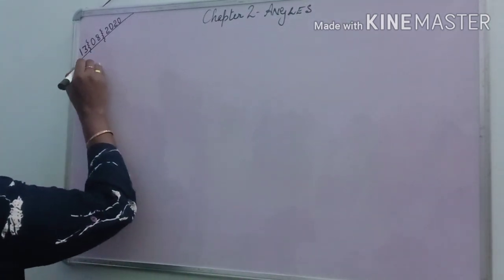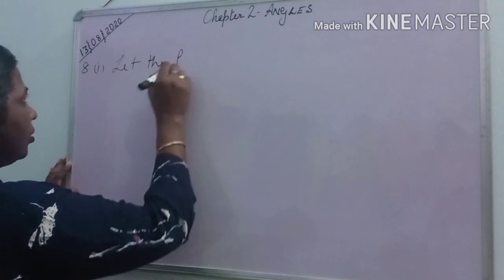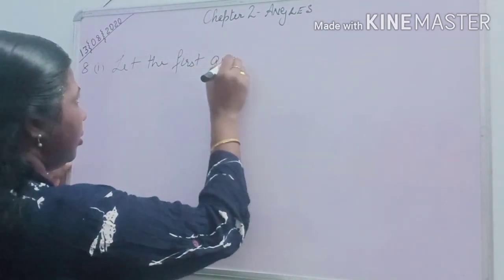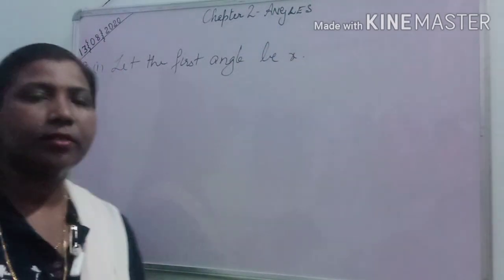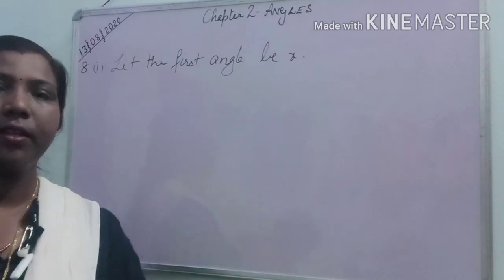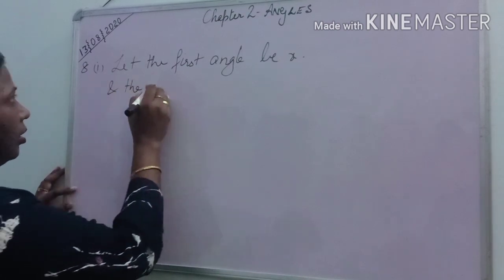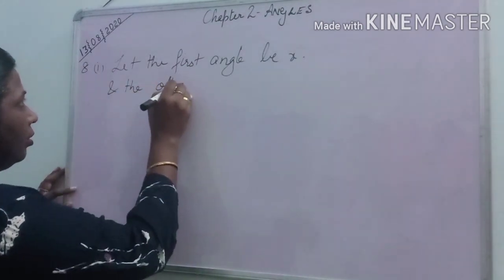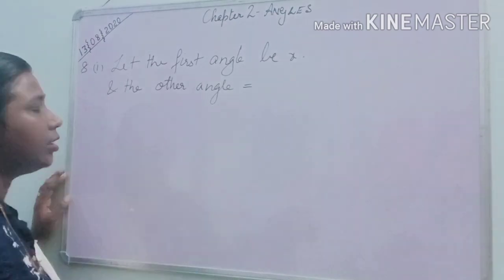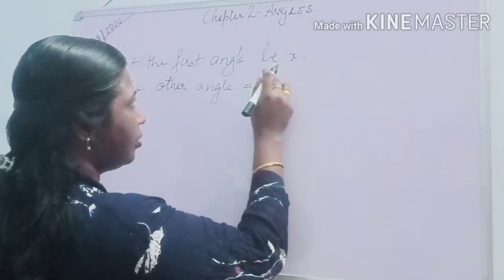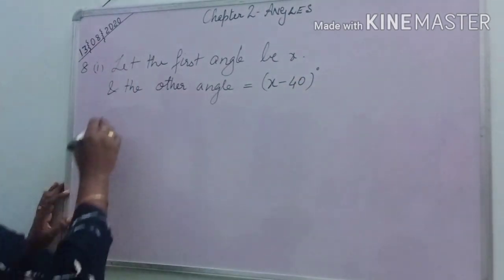So we write, let the first angle be x. Here the first angle is x, then for the second angle they have told that it is 40 degrees less than the other. The first angle we have taken as x, then the other angle will be x minus 40. Is that clear, students?